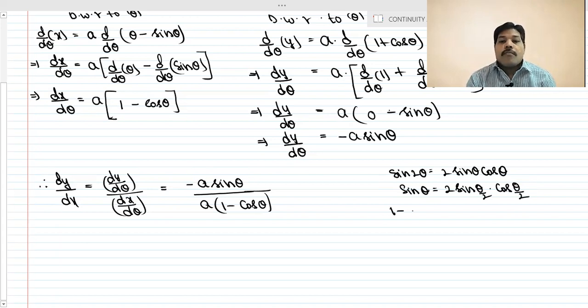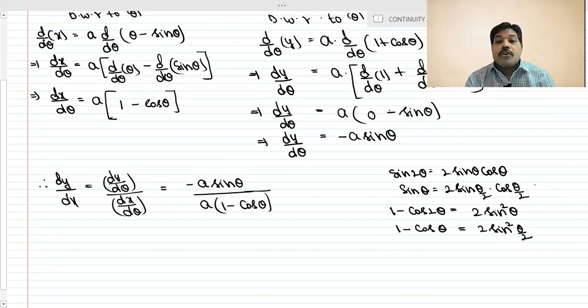Next, the 1 minus cos 2 theta formula. What is that one? 2 sine square theta. 1 minus cos 2 theta is 2 sine square theta. If you take the half angle, 1 minus cos theta becomes 2 sine square theta by 2. So we will use these half angle formulas in this one.